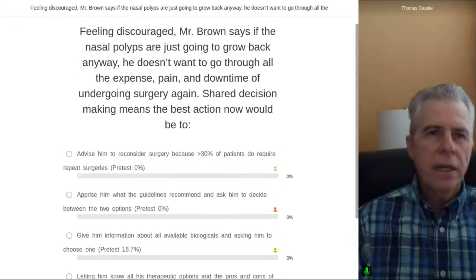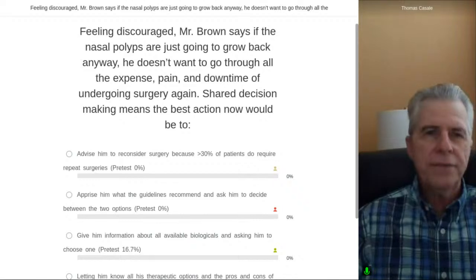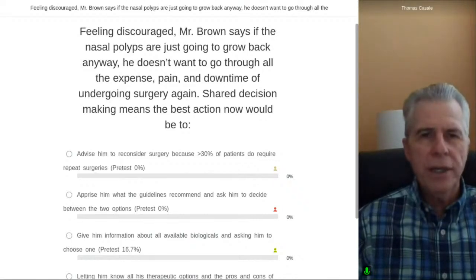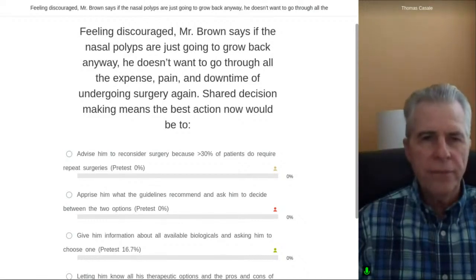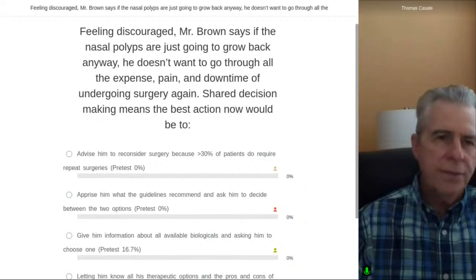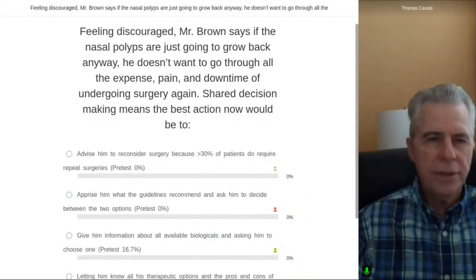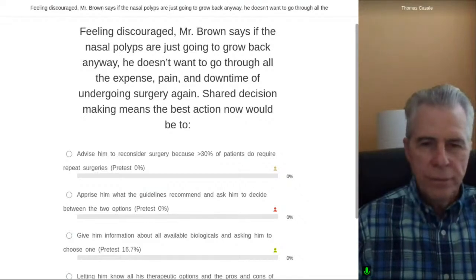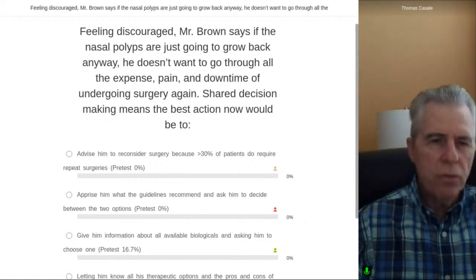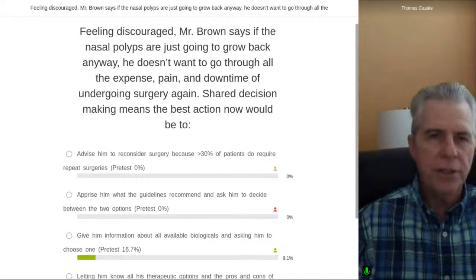Okay. So feeling discouraged, he asks if the nasal polyps are just going to grow back anyway. He doesn't want to go through all the expense, pain, and downtime of having surgery. So what's the best action now? Well, if he doesn't want to have surgery, what would you do? So just like everything else, walking him through all the different options, because there's no absolute right answer, and doing that shared decision making with the patient is the right way to go.